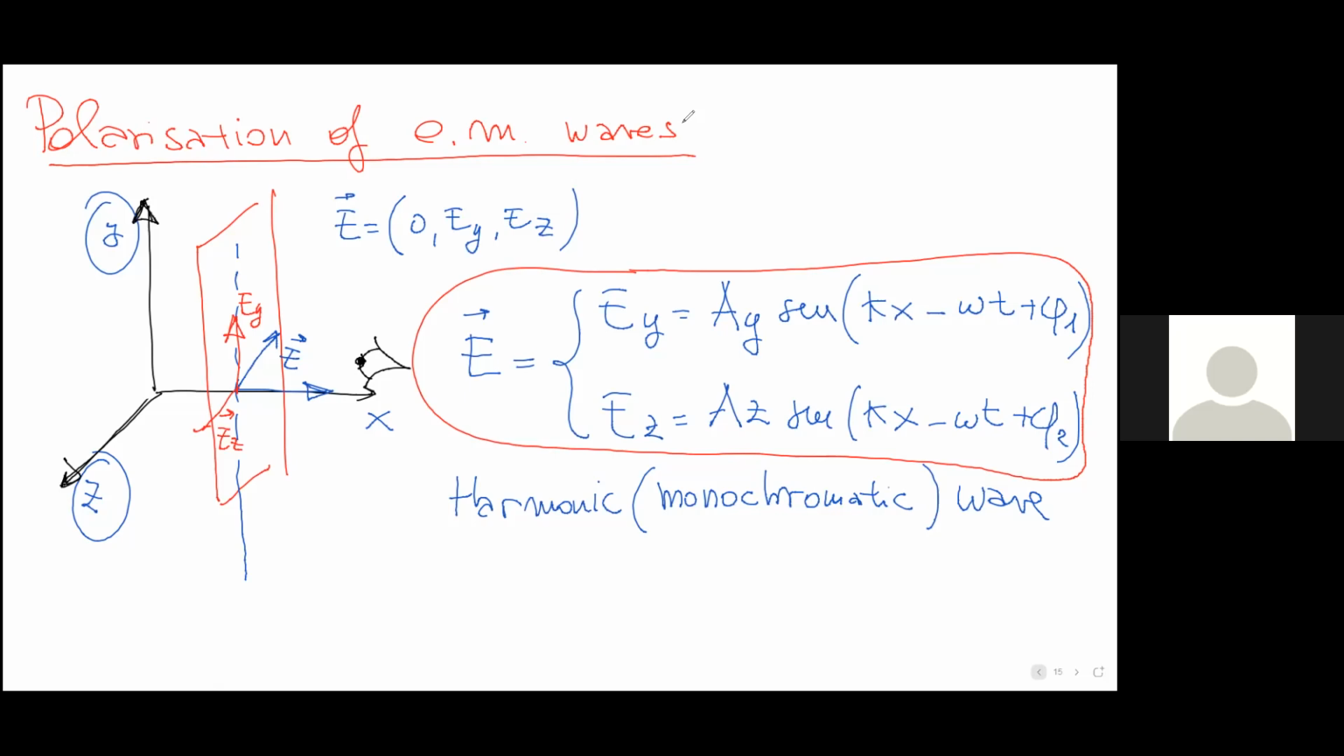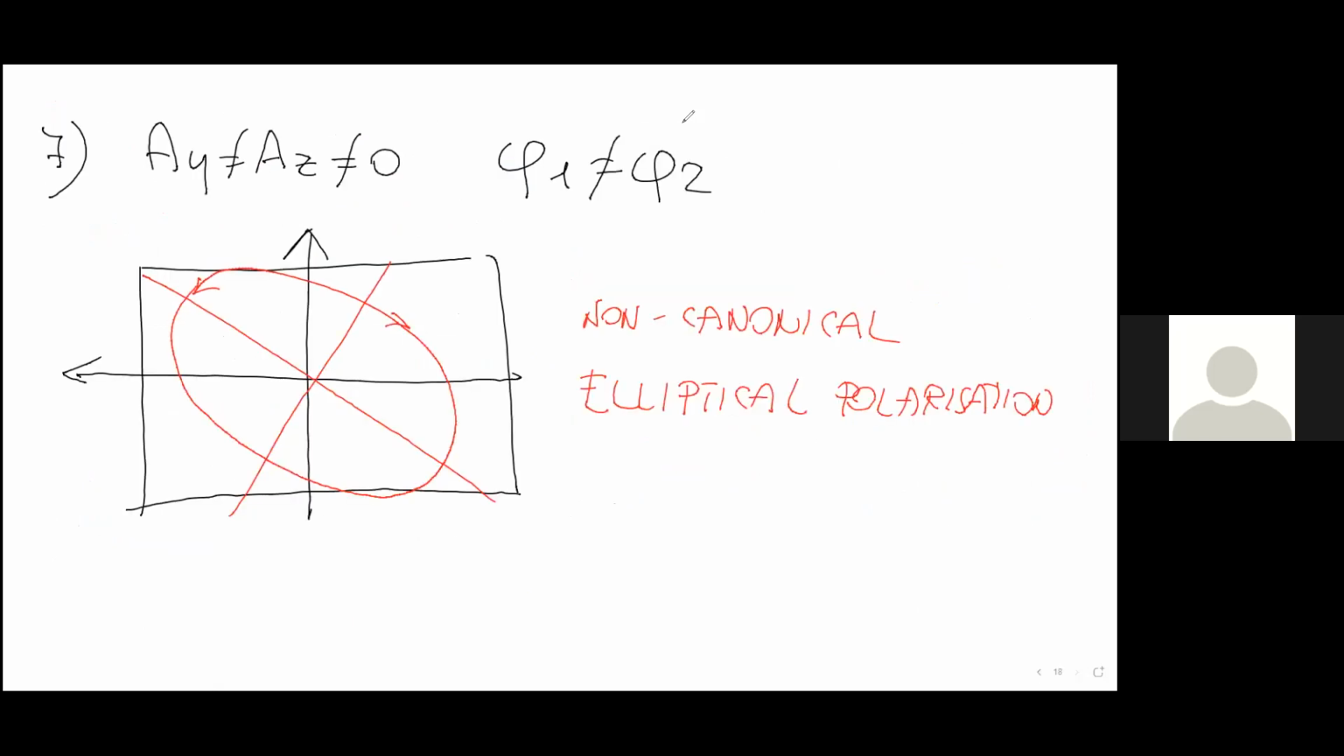Now I ask you, what is the polarization of sunlight? One of you here in the hall is saying non-canonical elliptical. And why is she saying that? Because this is the most, let's say, free case, no? Do you agree with that? Be careful.